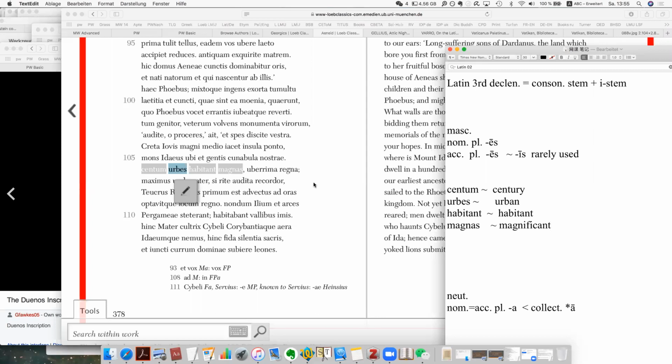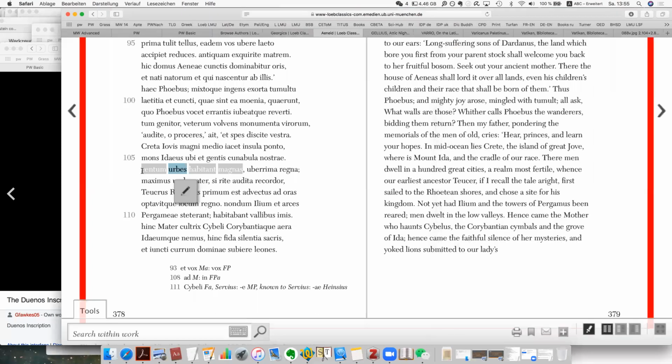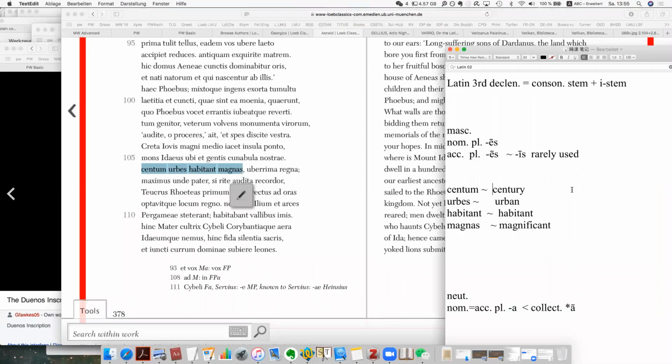So actually, you all know these words. There's no difficulty. So the meaning is that centum is 100, urbes is cities, and habitant is dwell or live. I just get rid of the English. So this is 100, and this is cities, and then this is they dwell. So it's third person plural, so this is the third person ending.